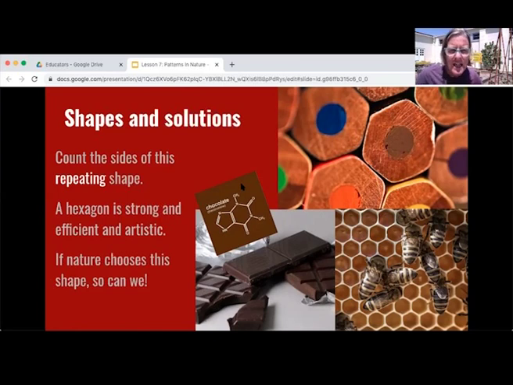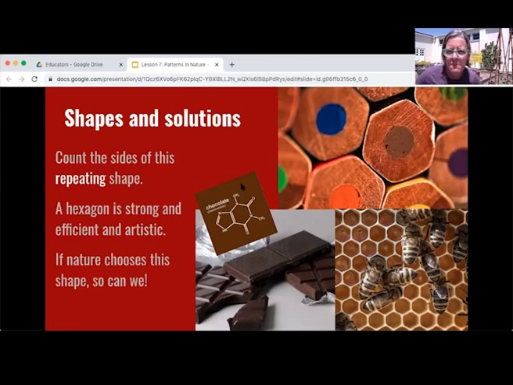6 sides, that is a hexagon, you guys. That is a hexagon shape. And you know what? Nature uses that often. It's really strong. That shape is very strong and very efficient. You can fit a lot of hexagons in a space, and there's no extra space left.